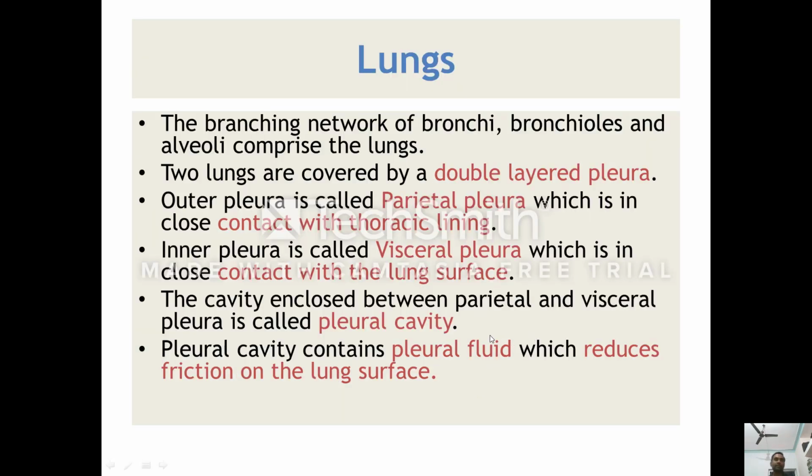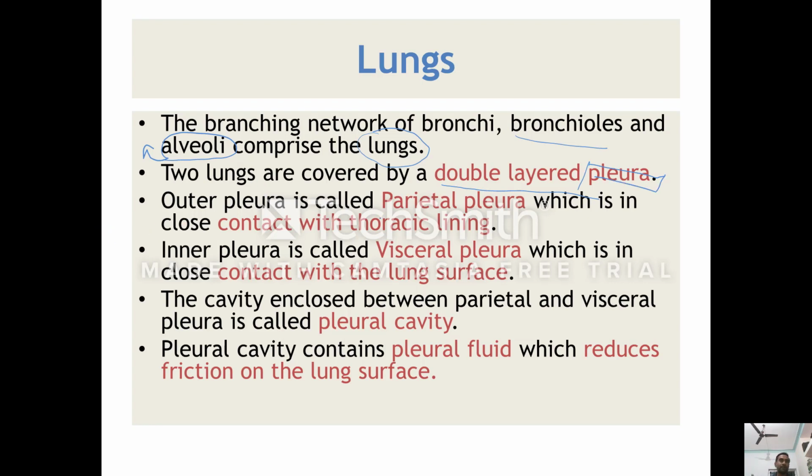Next, finally, the branching we have seen: the trachea branches into the primary bronchi, the primary bronchi branch into the secondary, tertiary and terminal bronchi, then there are bronchioles, and then alveoli. Alveoli is the terminal branching, and all this branching comprises the lungs. Lungs are covered by a membrane, and this membrane is called pleura.